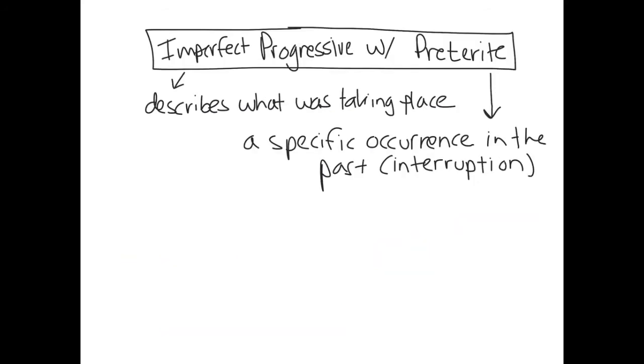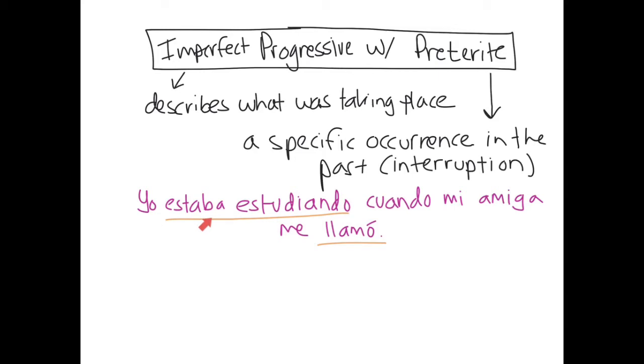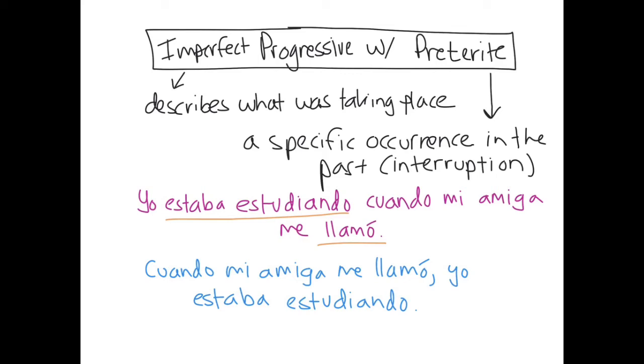Now, the imperfect progressive often works with the preterite. The imperfect progressive tells us what was taking place in the past, but the preterite can tell us a specific occurrence in the past, like an interruption. So if I say something like, yo estaba estudiando cuando mi amiga me llamó, this cuando is really important because now it gives me options for two different verbs. I can say what was taking place: I was studying. What was the interruption? My friend called me. It happened in that specific moment. I can swap the order of that too. The preterite could go first, and I could start with cuando mi amiga me llamó, yo estaba estudiando. I was studying. So again, the ongoing, continuous action is going to be in the imperfect progressive. Whatever's the specific occurrence or the interruption, that's going to be in the preterite tense in the other clause.